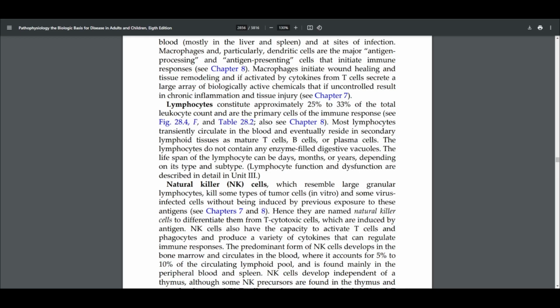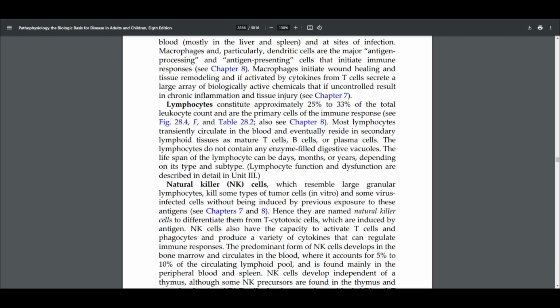Lymphocytes constitute approximately 25 to 33% of the total leukocyte count and are the primary cells of the immune response. Most lymphocytes transiently circulate in the blood and eventually reside in secondary lymphoid tissues as mature T cells, B cells, or plasma cells. The lymphocytes do not contain any enzyme-filled digestive vacuoles. The lifespan of the lymphocyte can be days, months, or years, depending on the type and subtype.